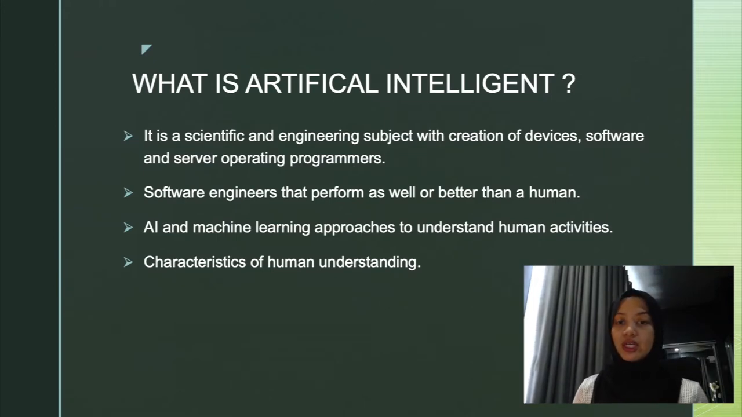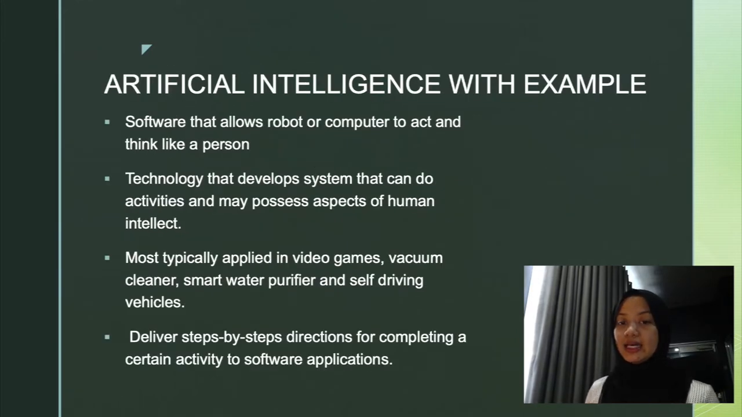The specific applications of AI include expert systems, natural language processing, speech recognition, and machine vision. It is to learn and understand human activities. AI, for example, is the ability of a computer or machine to act like a human being, designing a system that can do tasks and may have human intelligence. Video games, smart vacuum cleaners, smart waterproofers, and driving vehicles are some of the most common applications of AI. It also provides operating systems with step-by-step instructions for executing certain activities.